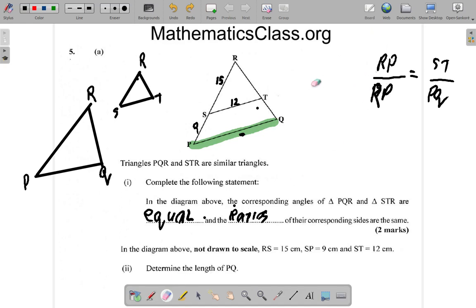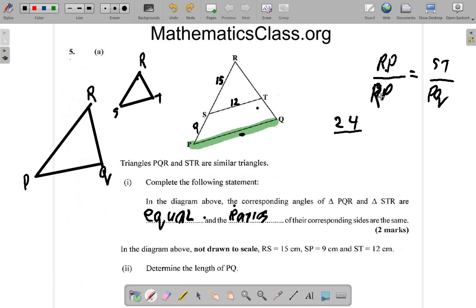Let me get rid of this. Now let's see how we can apply this argument to find the lengths of the sides. RP, R to P, all the way here. You notice what RP is. It's not 15 and it's not 9. It's 15 plus 9 because RP goes all the way down here. You see that? So it's 15 plus 9. 15 plus 9, that's what? 24.